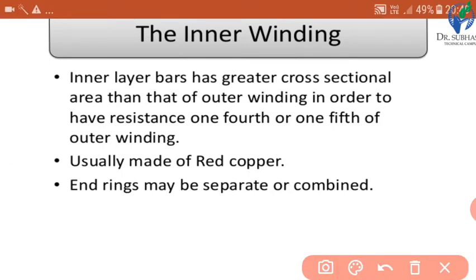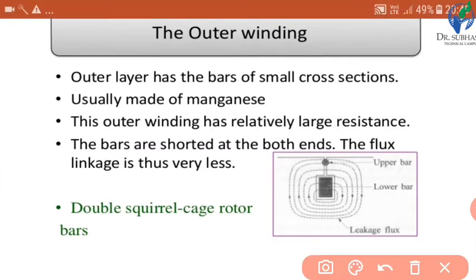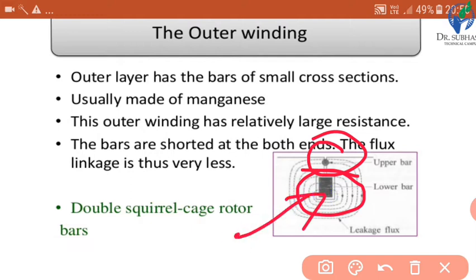Now the inner winding. The inner layer bars have a greater cross-sectional area than the outer winding, in order to have a resistance of 1/4 or 1/5 of the outer winding. It means the resistance of the inner winding is 1/4 or 1/5 of the outer winding, and the cross-sectional area is large, which we can see in this figure also. There are small upper bars and this one is large, so the cross-sectional area of the lower bar is more than that of the upper bar.